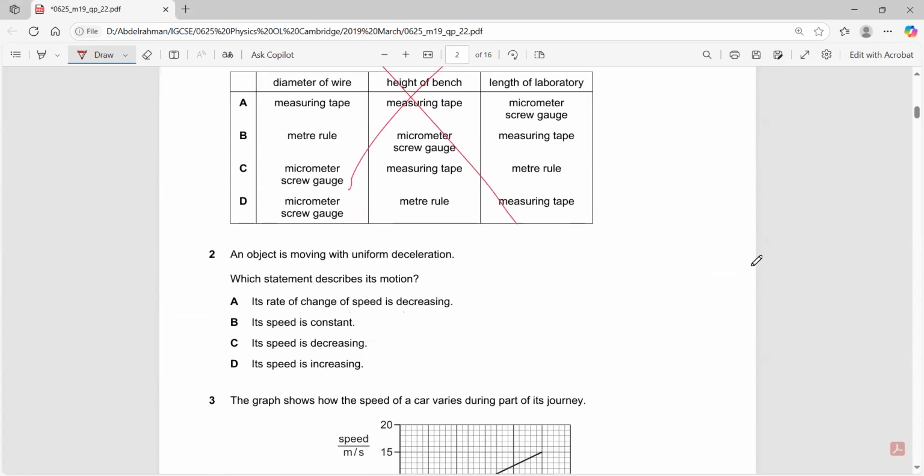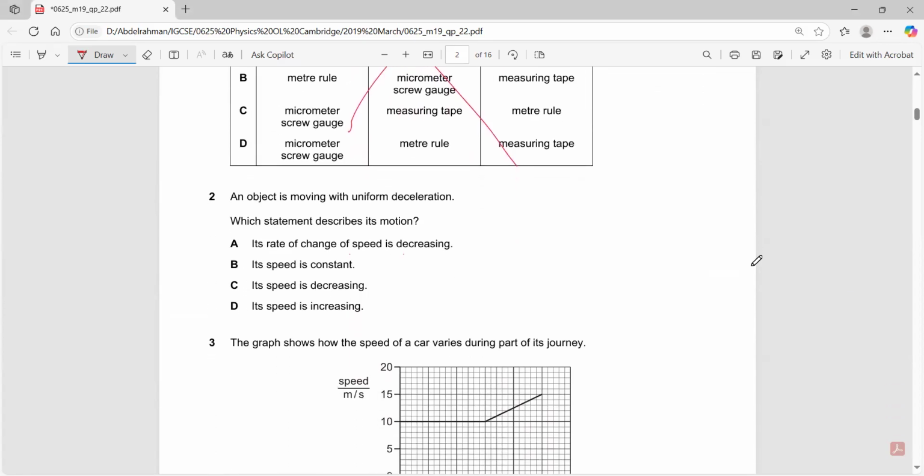An object is moving with a uniform deceleration. Which statement describes this motion? Uniform deceleration. Does it mean that the rate of change of speed decreases? No, this is wrong. Why?